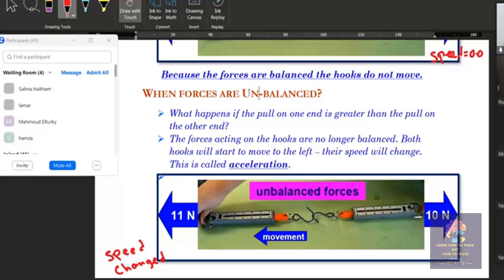Acceleration. So what's meant by acceleration? Acceleration happens when the speed of something changes. So acceleration is generated in a body when its speed changes.